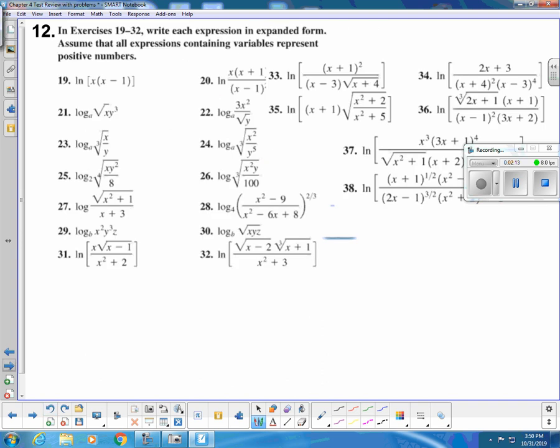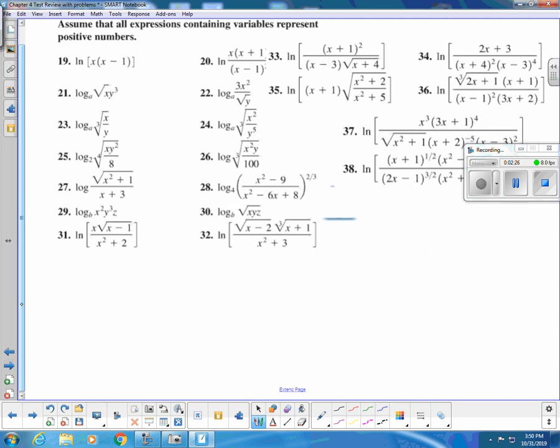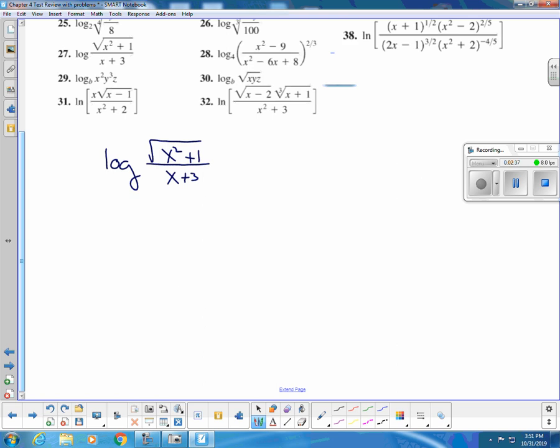All right, then you're going to have to expand some. So let's look for one that's looking kind of crazy. And again, nothing too crazy is going to happen on your test anyway. Let's look at 27. So we have the log of the square root of x squared plus 1 over x plus 3. So I have division. I am going to subtract and break it into two separate logs.